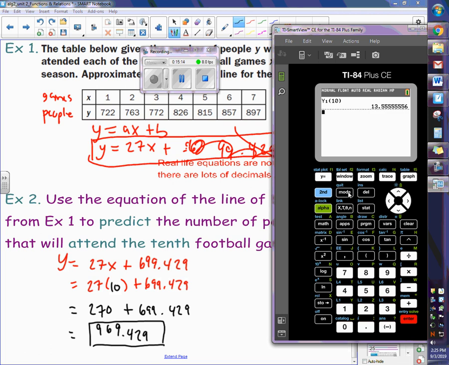Uh-oh. Okay, I'm sorry, guys. There was something I forgot to do. Back to stat, calc, linreg. So we have to store the equation in order for that feature to work. So when we store the equation, we got to give it a name. So we're going to name it Y1. So alpha trace. Oh goodness, why is my computer freezing?